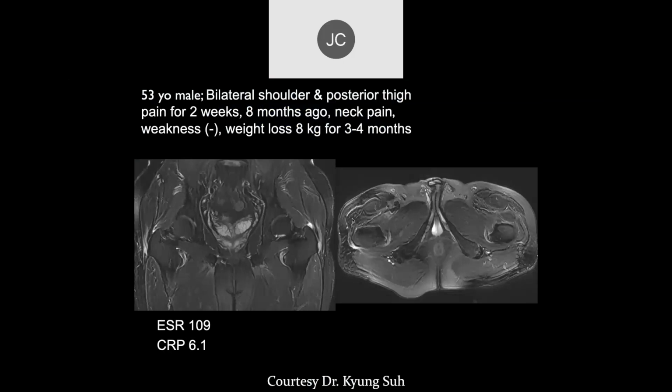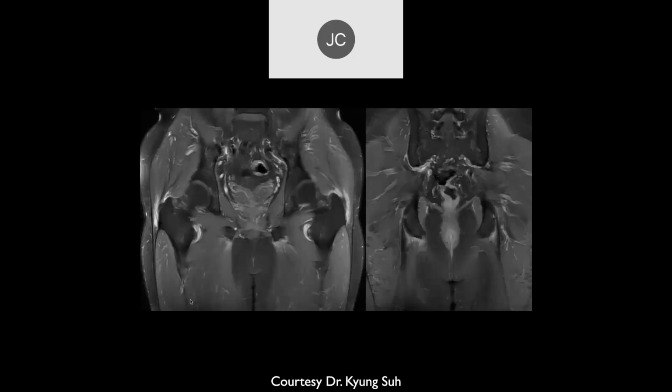Damon? 53-year-old male with bilateral shoulder and posterior thigh pain for 2 weeks. 8 months ago, neck pain, weakness, weight loss, 8 kilograms over 3 to 4 months. And a lot of elevated inflammatory markers. They show some mild edema at the bilateral gluteal insertions, and then actually at the lesser trochanters as well.